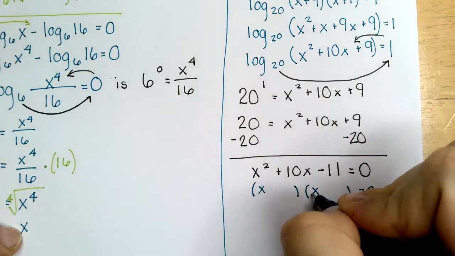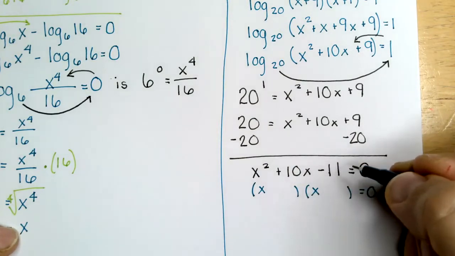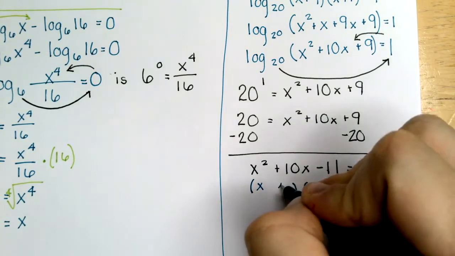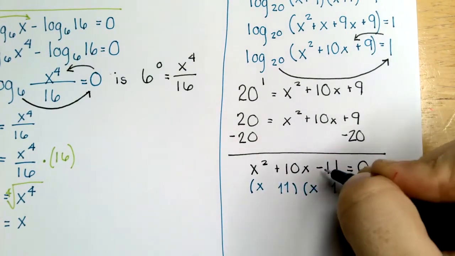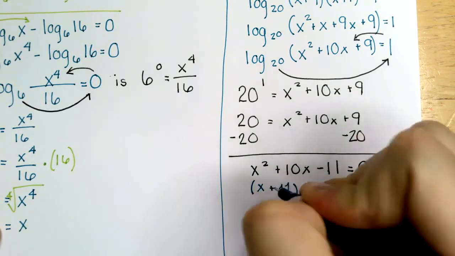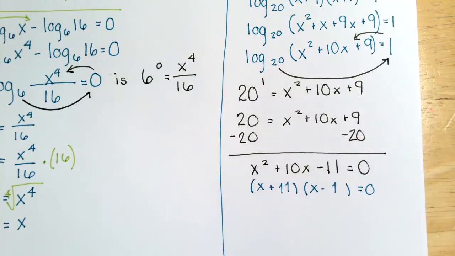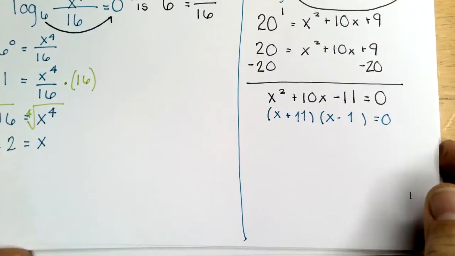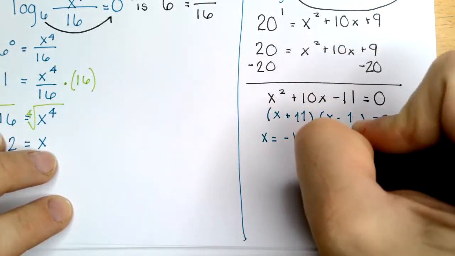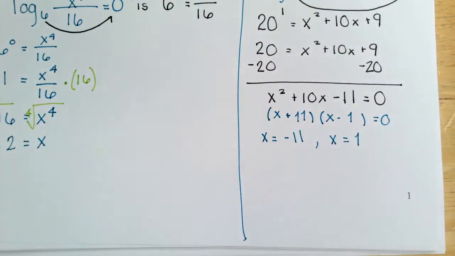X squared becomes x and x, a negative 11. There are only two factors of 11, right? 11 and 1. But it's a negative, so one needs to be a positive and one needs to be a negative, and they need to equal a positive 10. So I'm going to say it's a positive 11 and a negative 1. Now I set them both equal to 0, and I say x is negative 11 and x is 1, right?